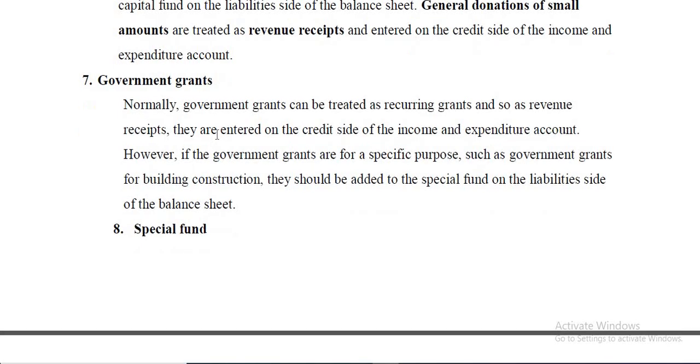Okay, now we will move on to government grants. Normally government grants can be treated as recurring grants, and so as revenue receipts they are entered on the credit side of the income and expenditure account. If they are received regularly, they are treated as revenue receipts and credited to the income and expenditure account. But if the government grants are for a specific purpose, such as government grants for building construction, they should be added to the special fund on the liability side of the balance sheet. That is, you might have opened a building fund on the liability side. To that you have to add, and thereby you have to use it only for the construction of the building. Ordinary recurring grants received from the government should be treated as revenue and should be credited to the income and expenditure account of a non-trading concern.